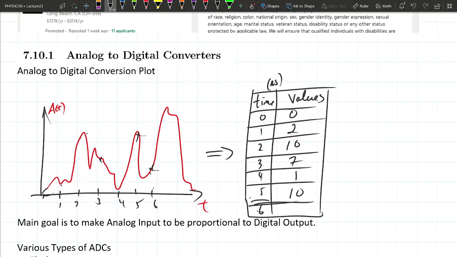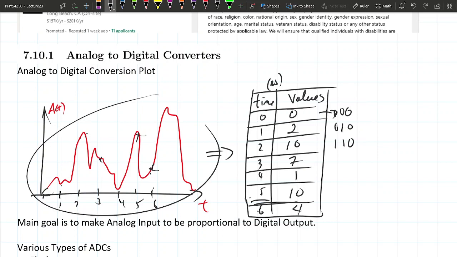Hopefully that makes sense. You're converting some analog pulse into sets of numbers. Technically what's being read out is binary, 0, 1, 0, 1, 1, 0, and you're trying to do all this conversion on the fly. So that's the goal: you want to convert this shape into ones and zeros.